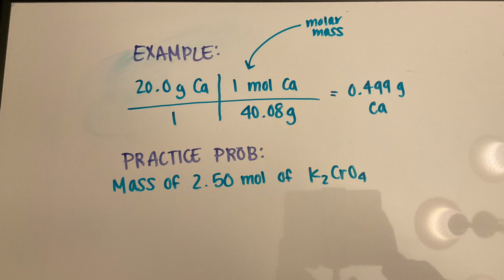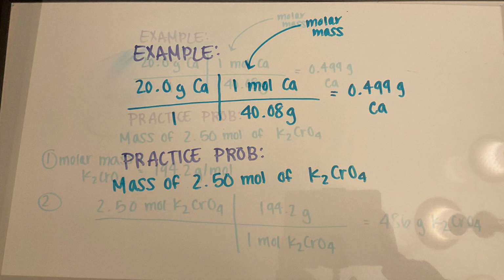An example of a mass to mole conversion is when we say we have 20.0 grams of calcium, and for every 1 mole of calcium, we know that there's 40.08 grams. That's the molar mass from the periodic table, so we know that we'll have 0.499 moles of calcium. For a practice problem, try finding the mass of 2.5 moles of K2CrO4, and pause the video.